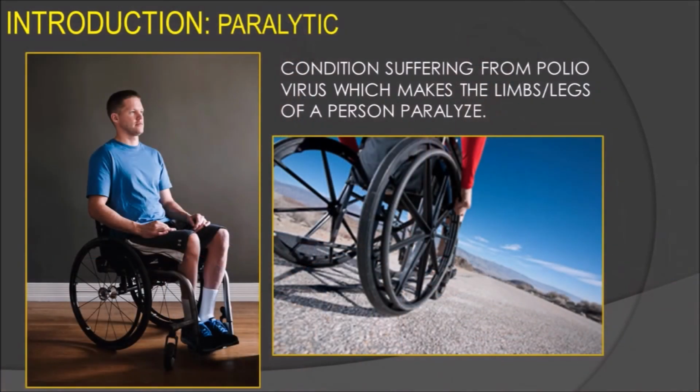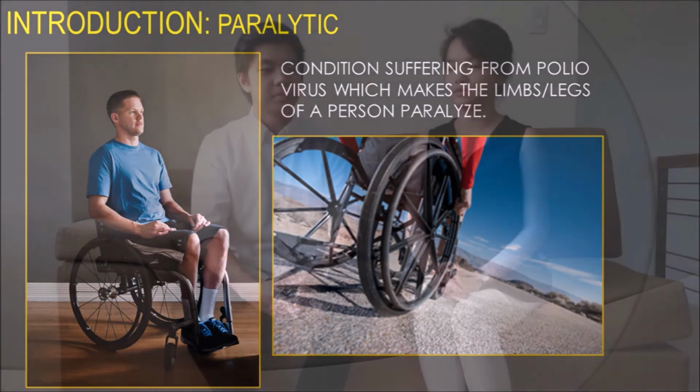So for our introduction, Marvin, can you give us a brief definition about paralytic? Well, Kim, paralytic is a condition suffering from poliovirus where a person is paralyzed and affects the nervous system, which makes the limbs of the legs of a person paralyzed. Oh, okay. What about this poliovirus?